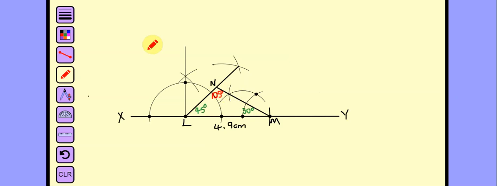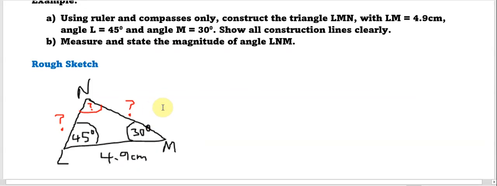So just to review, LM is 4.9 centimeters, angle L is 45 degrees, angle M is 30 degrees, and angle N is 105 degrees. And I also encourage you to measure the lengths of LN and MN if you have gotten all of these angles correct and perfect. We are now going to move on to the final type of construction that we want to look at today.